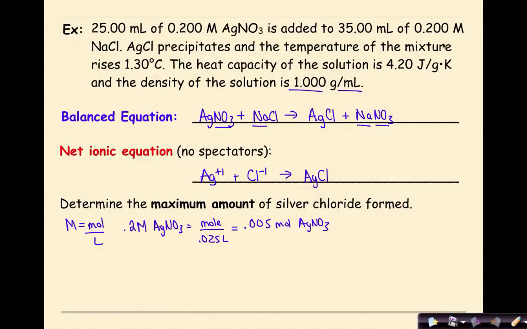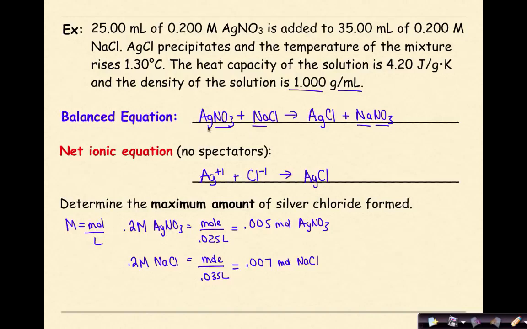And I'm going to do the exact same thing now for my sodium chloride. So I have a 0.2 molar NaCl. I'm going to solve for moles on this one, but in this case I have 35 milliliters, so this is going to be 0.035 liters. And when I solve for moles here, I'm going to have 0.007 moles of NaCl.